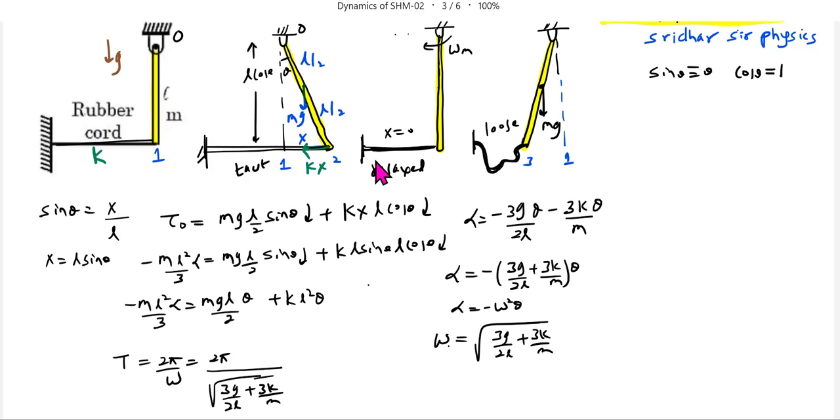Now time taken to move from 1 to 2 equal to 2 to 1, and this should be called how much? T by 4. This data you keep it. Now, in this diagram, we'll calculate the torque.